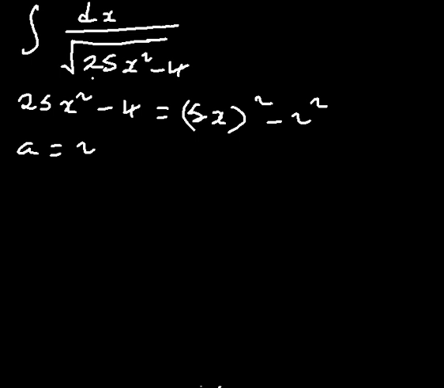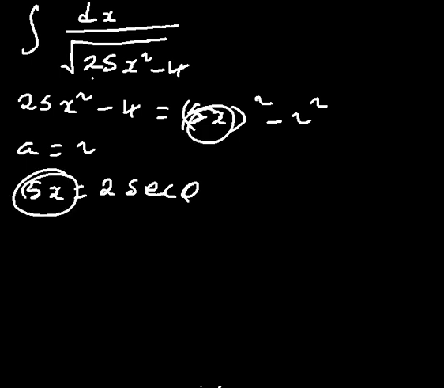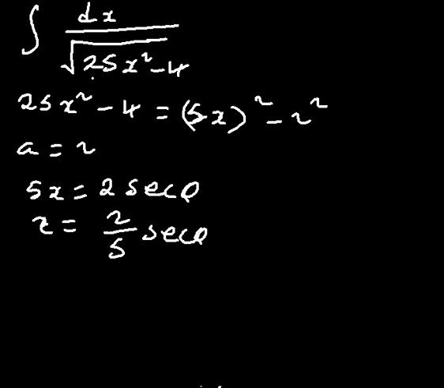And therefore, since x has the coefficient 5, we'll have 5x equal to 2 sec theta. This happens because x has the coefficient 5, and we should put all of that on there. Therefore x is given as 2 over 5 sec theta.